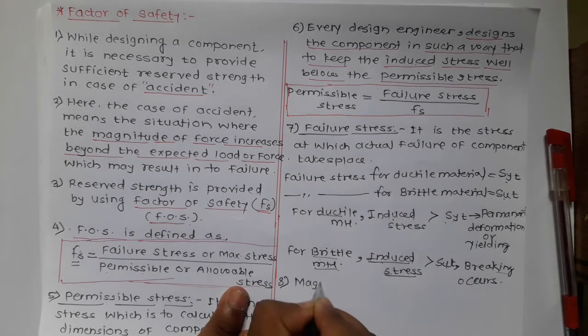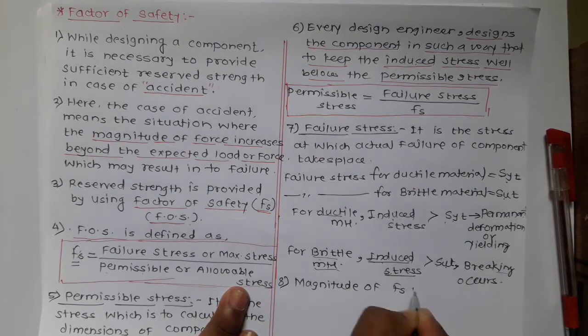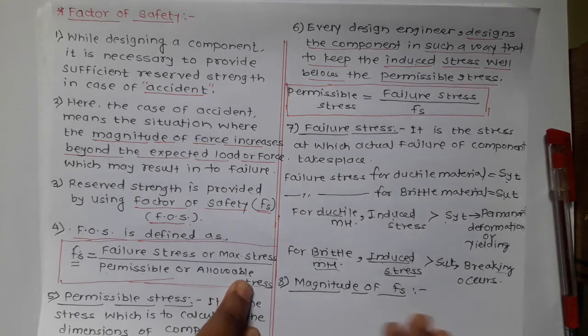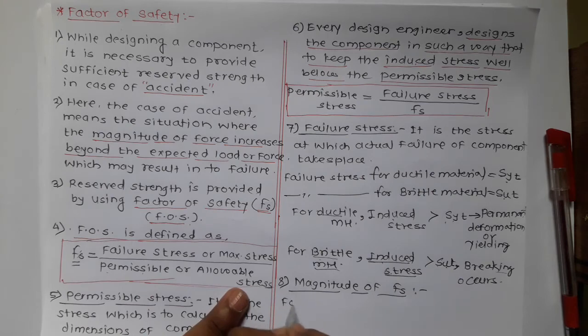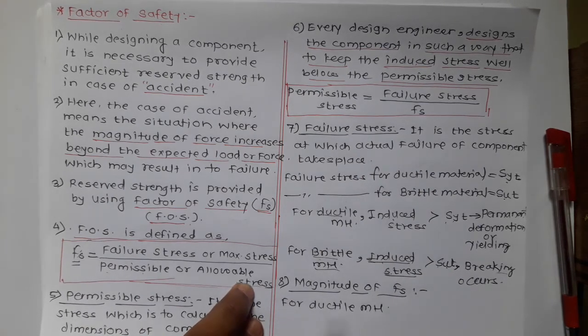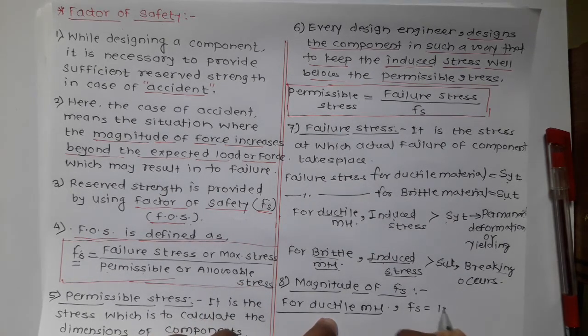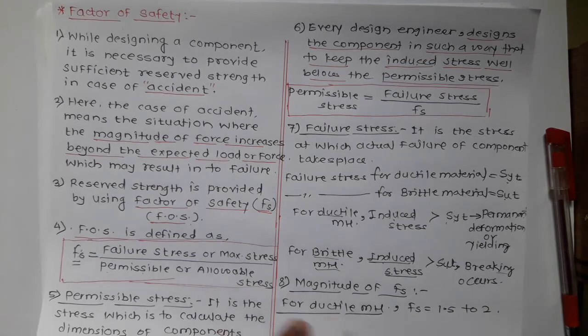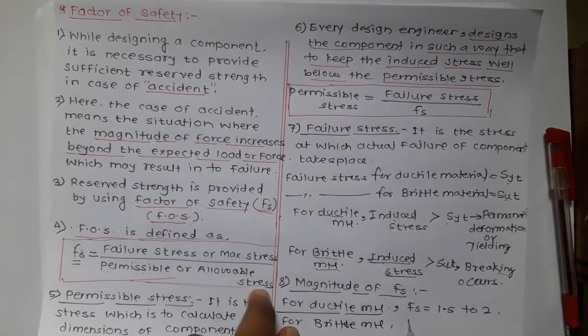Okay, now the last point is the magnitude of the factor of safety, Fs. The general guidelines are already there: for ductile material, the value of Fs can be taken from 1.5 to 2, and for brittle material, the value of Fs can be taken as 3 to 5.